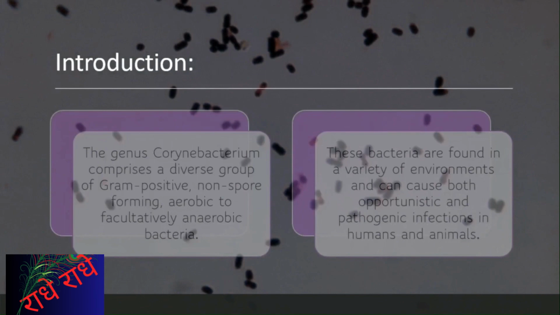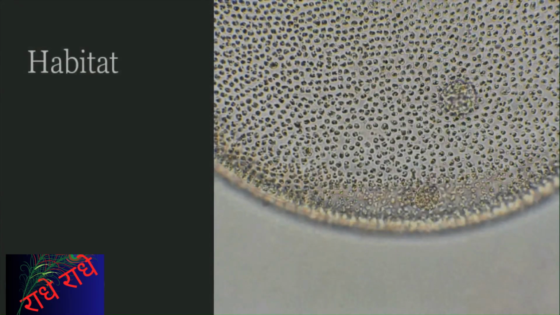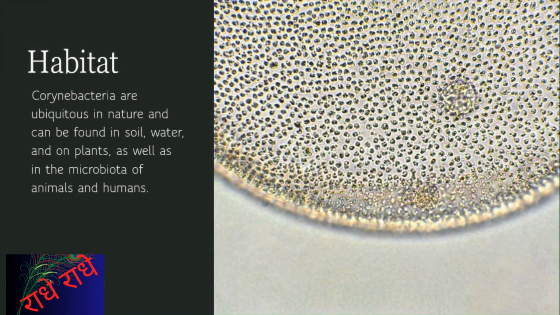Corynebacterium is a diverse group of gram-positive, non-spore-forming, aerobic to facultatively anaerobic bacteria. Found in many different environments, they may cause opportunistic or even pathogenic infections in humans and animals. Given its importance, an extensive body of research has developed to explore its biology and biochemistry. Corynebacteria are present in a variety of environments, including soil, water, plants, and the microbiota of animals and humans.